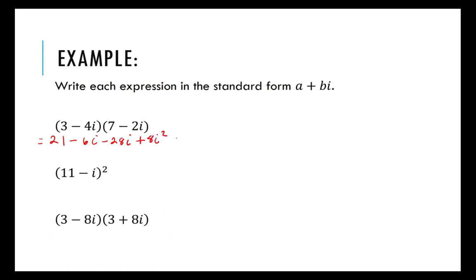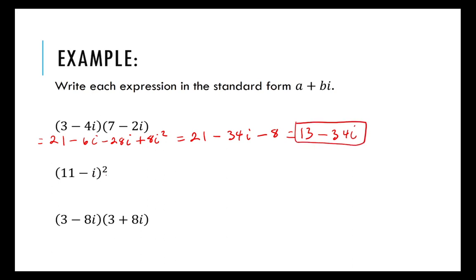Then we should combine like terms and simplify powers on i as much as possible. This then gives me 21 minus 6i minus 28i, those are like terms because of the i's. That's going to give me minus 34i. Then 8 times i squared is really 8 times negative 1, so that is minus 8. 21 minus 8 is going to leave us with 13, and then negative 34i is just negative 34i. No more like terms to combine.